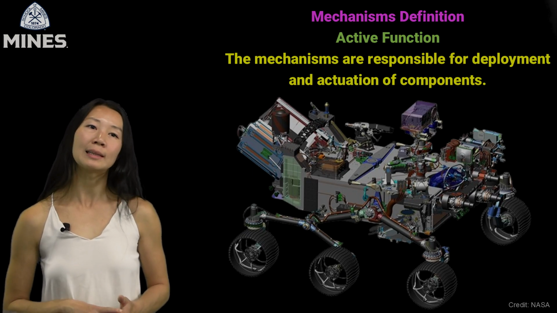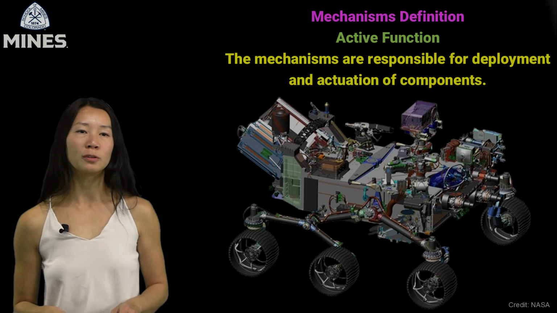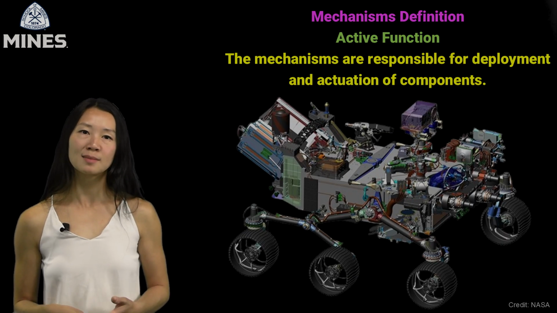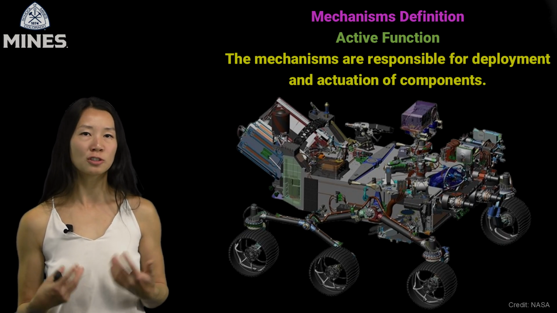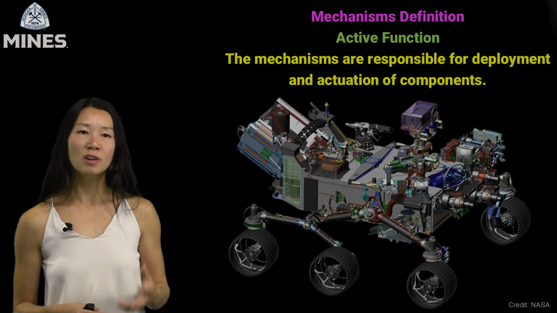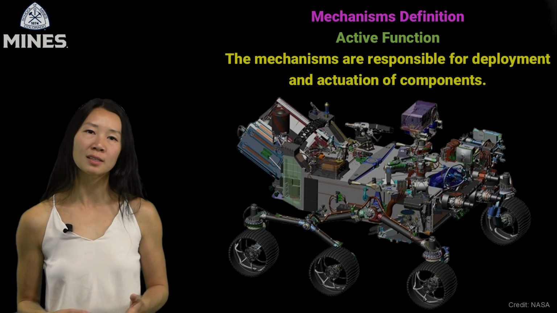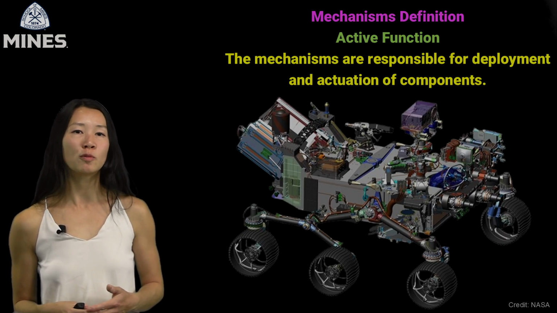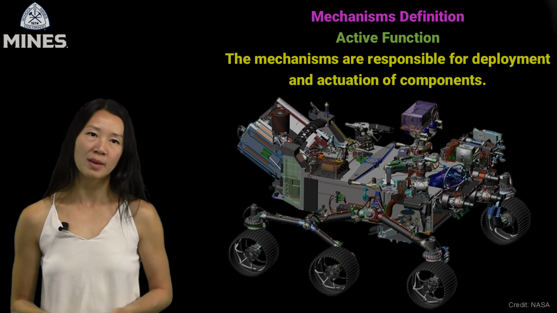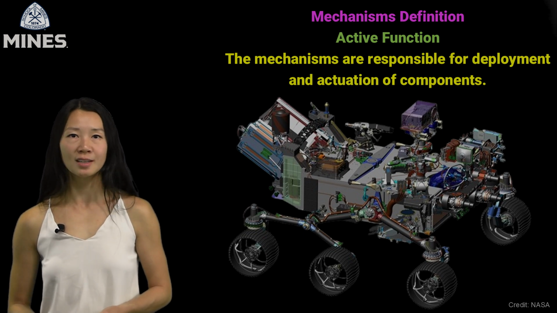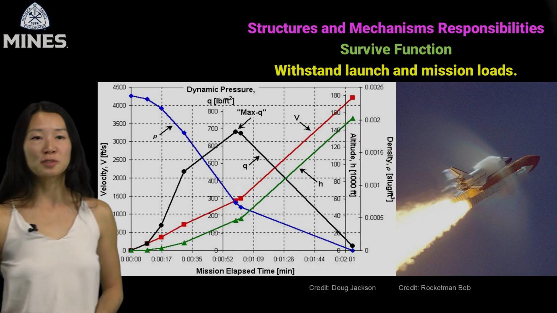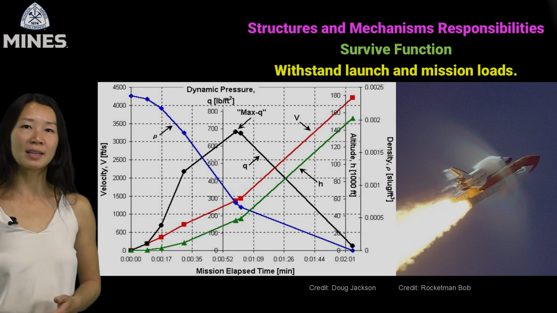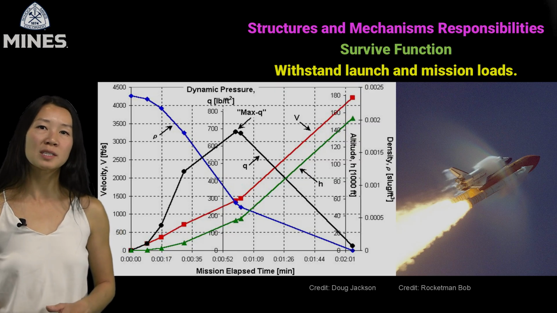Now here I need to be a little bit more specific about the different roles of the structures and mechanisms subsystem and the guidance navigation control subsystem. Structures is responsible for answering the question, can the wheel physically move when commanded? And the GNC subsystem is responsible for when and how should we command the wheel to move to reach a destination. One of the most fundamental responsibilities of the structures and mechanisms subsystem is to withstand launch and mission loads.